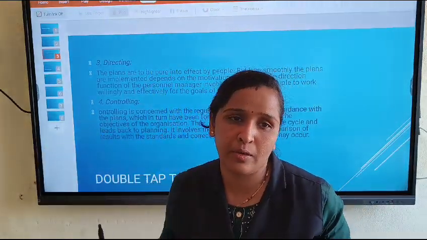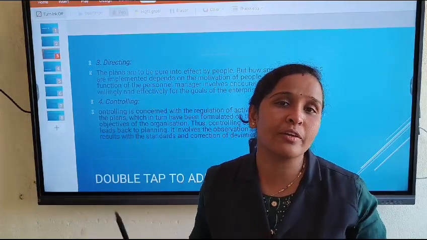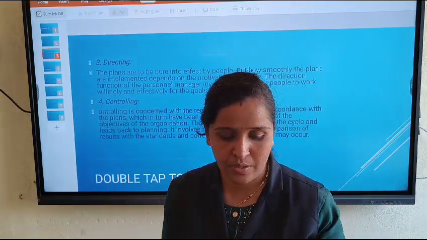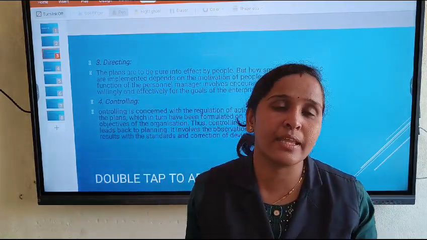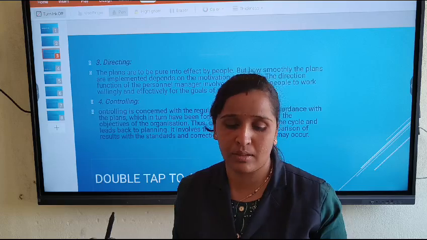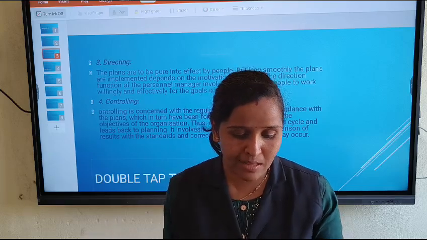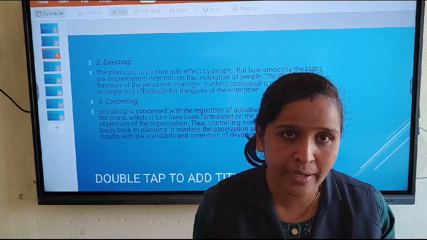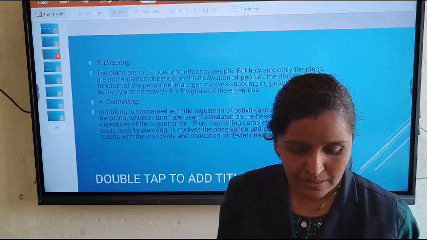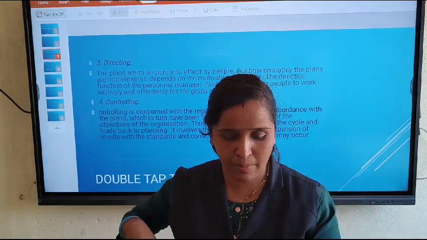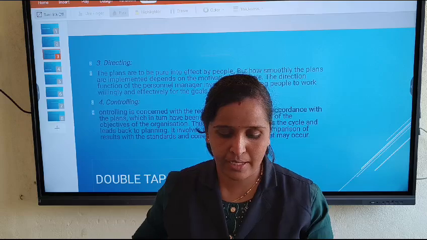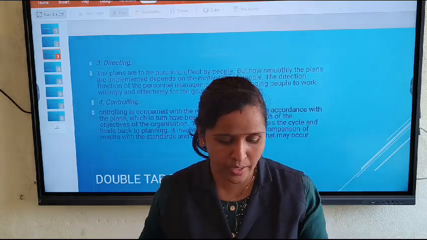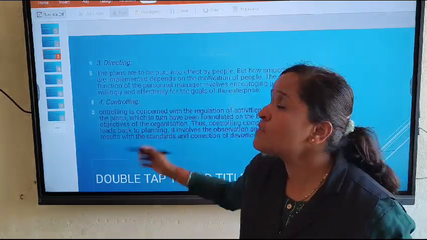Fourth function is controlling. Controlling is the most important function of managerial function. Controlling is concerned with the regulation of activities according to plans formulated on the basis of the objectives of the organization. The cycle of observation, comparison and correction of deviations is called controlling.